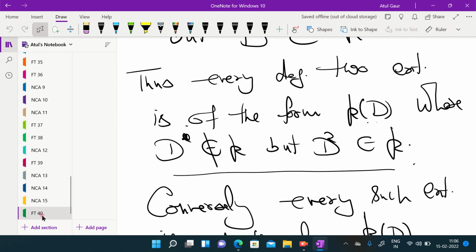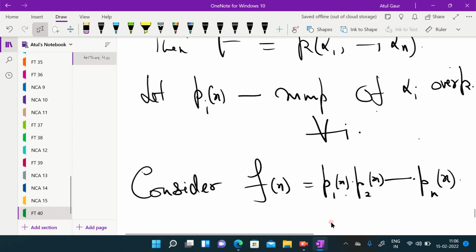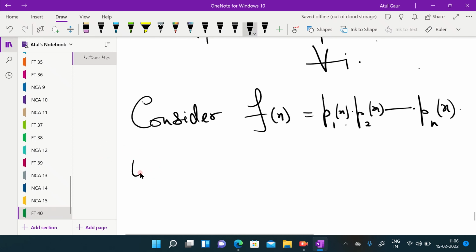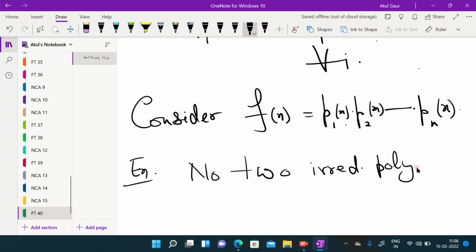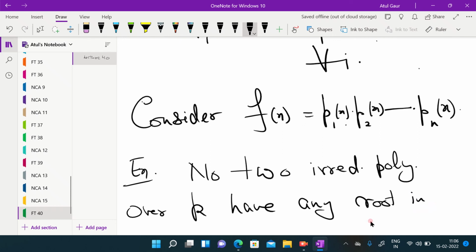So is this all right or do you want some argument for this? Let me give it to you again. No two irreducible polynomials over K have the same root, have any root in common. That means if p1 x and p2 x are both irreducible, then any root of p1 x cannot be a root of p2, or p3, or pn, right? We just have to write an argument for this. It's quite simple.